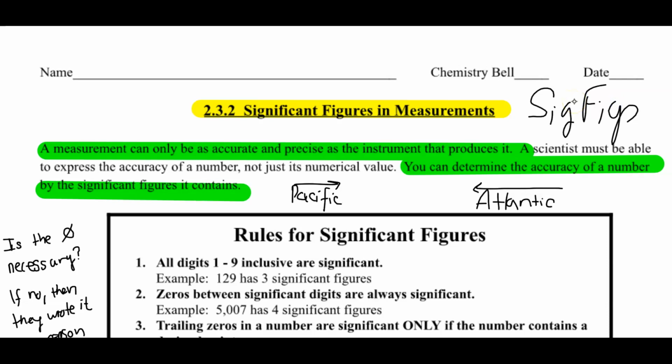Okay, so a measurement can only be as accurate and precise as the instrument that produces it. A scientist must be able to express the accuracy of a number, not just its numerical value. You can determine the accuracy of a number by the significant figures it contains.